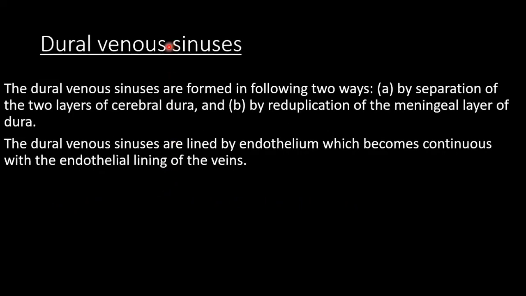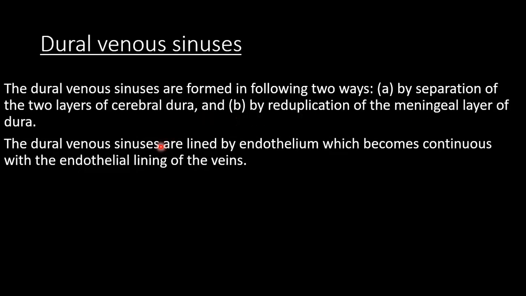Venous sinuses. Now, the venous sinuses are formed in the following ways. One can be either by separation of the two layers of the cerebral dura. Remember, the cerebral dura had the meningeal layer and the endosteal layer. So when the two separate, they can form a venous sinus, or by duplication of the inner meningeal layer of the dura. Those are the two ways in which venous sinuses are formed.